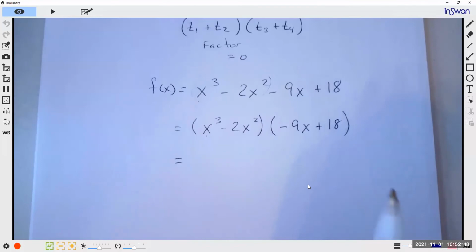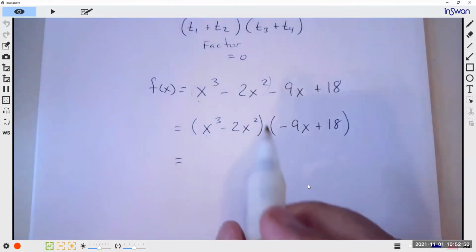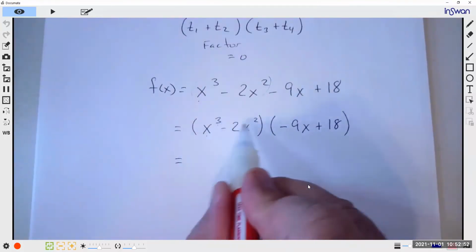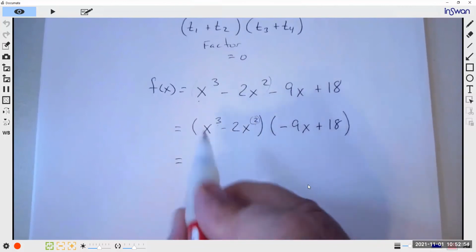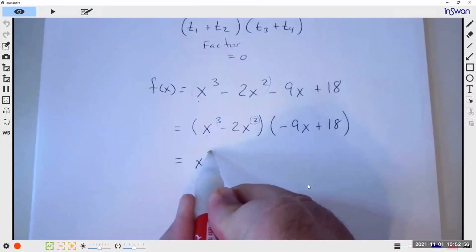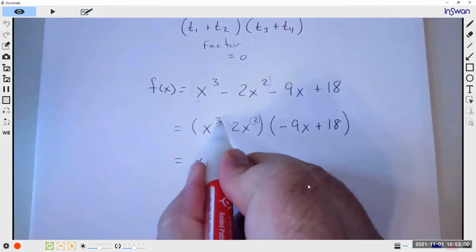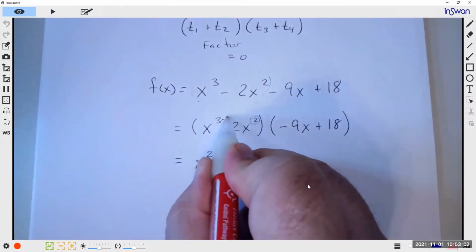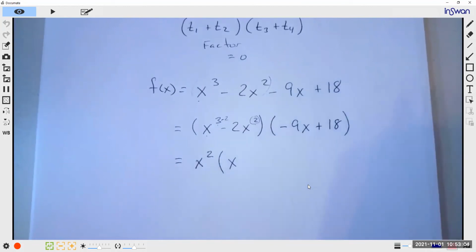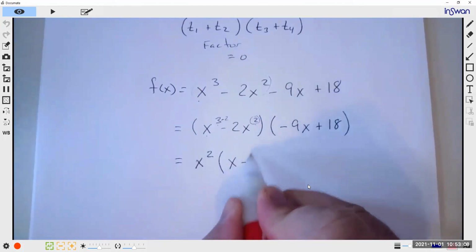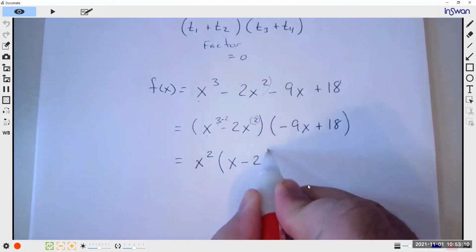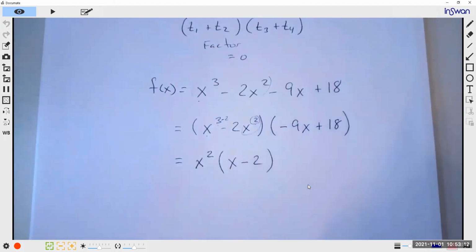What does the first pair have in common? They both have at least 2 x's. So I take out 2 x's. If I take out 2 x's here, I'm just left with x. Just x to the first. Minus 2. Because I took away those 2 x's.